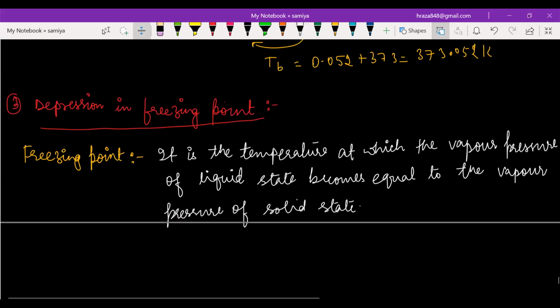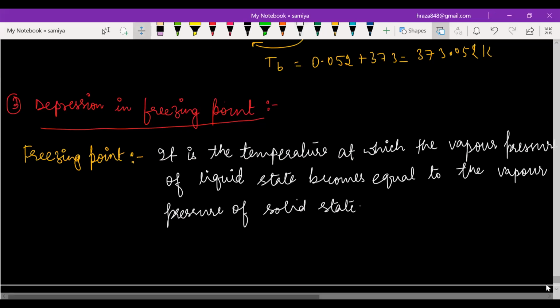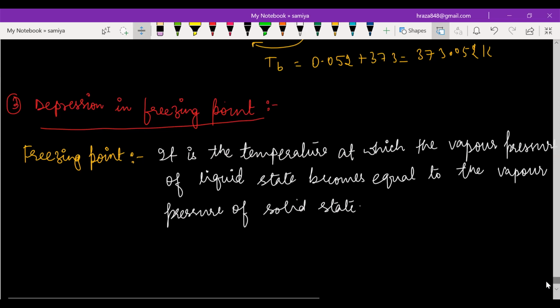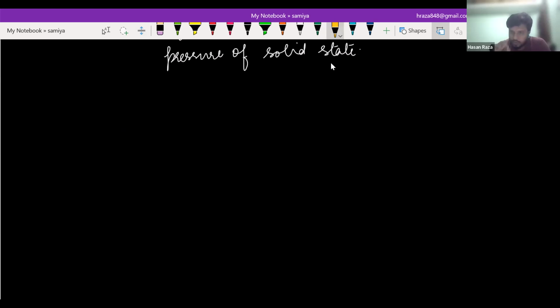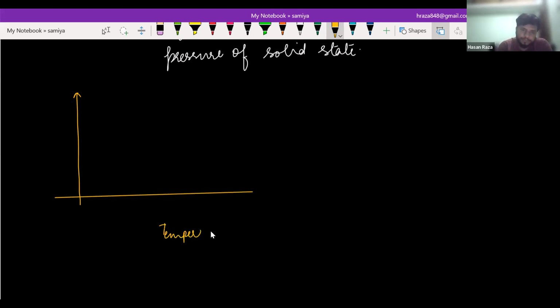Madhya, are you also done? Yes, sir, done. So basically, when we add a non-volatile solute, there will be depression in freezing point. That means the solution will have a lower freezing point as compared to the pure solvent. So I'm going to plot a graph, the same graph basically for freezing. This is for temperature. This is for vapor pressure.